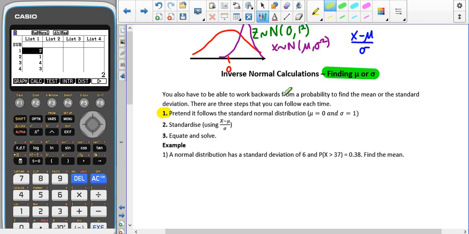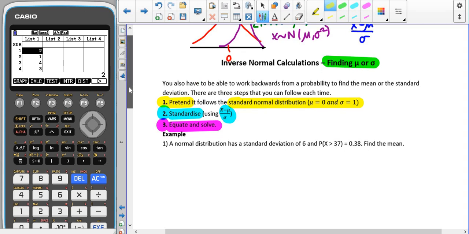So our step 1 is always going to be to pretend it's following the standard normal distribution. So we have a mean of 0 and a standard deviation of 1. Our step 2 is always going to be to standardise, which is using our x minus mu over sigma formula, which I just wrote here. And then our third step is going to be to equate and solve. Now this is always going to follow the same 3 steps, even when we go on to finding both of them at the same time.